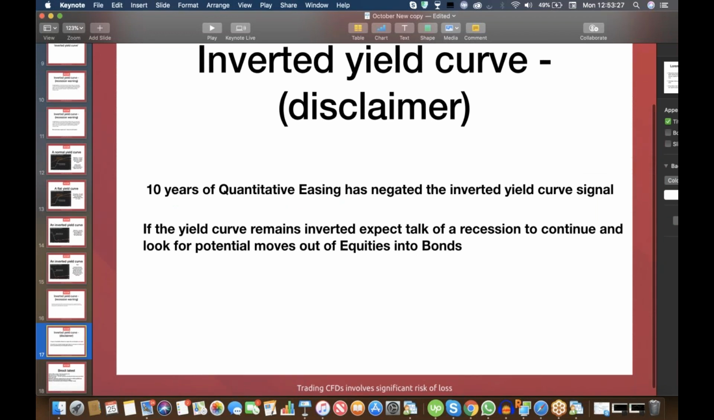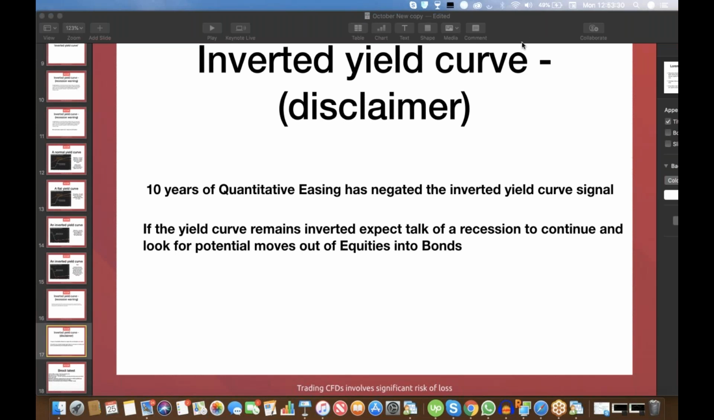Now, there are a few concerns about the yield curve at the moment. One of the concerns that I've heard is people are saying 10 years of quantitative easing has negated the inverted yield curve signal. I don't actually buy that personally, but I'm saying it because it is a valid point that quantitative easing is a unique monetary policy by central banks that hasn't been used to this scale before. And as a consequence, with so much government debt being bought and sold on the market, does that mean the inverted yield curve has the same impact? It's a question mark. Just be aware of the question.